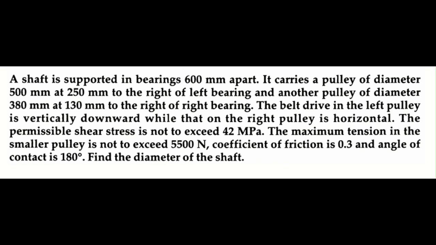Permissible shear stress is not to exceed 42 megapascal. So that means that is a maximum shear stress value, which is 42 megapascal, and the maximum tension in the small pulley is not to exceed 5500 Newton. Okay, I will tell what that value is later. And the coefficient of friction is given as 0.3, and the angle of contact is 180 degrees. You have to find the diameter of the shaft based on this condition. Okay, so let's look at how to solve this problem.